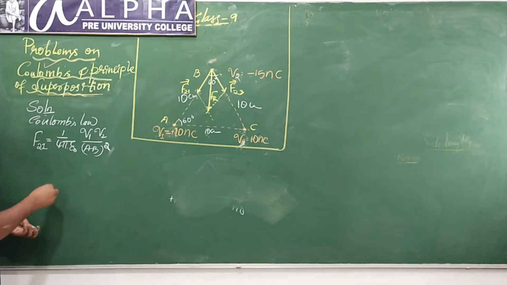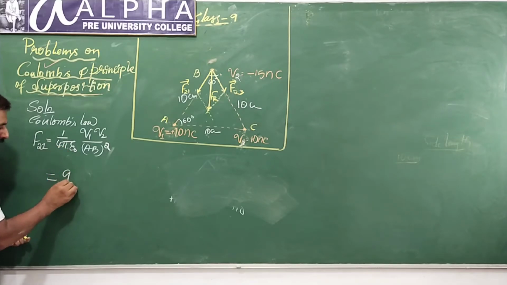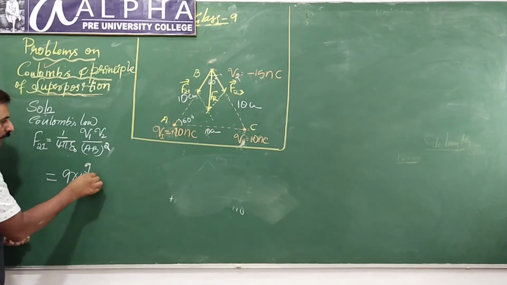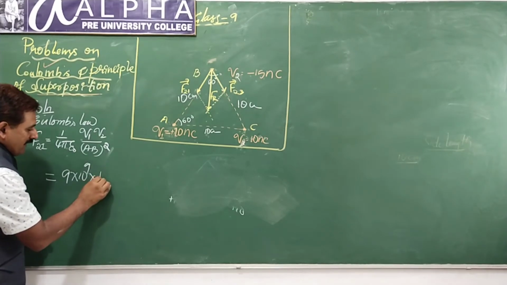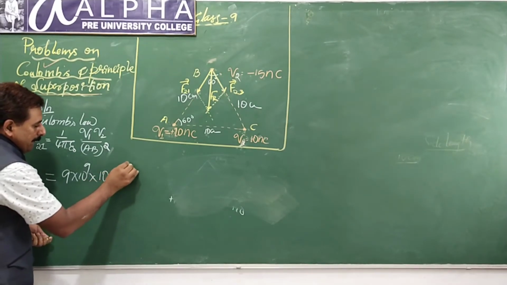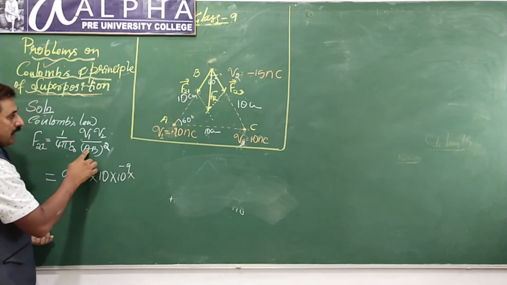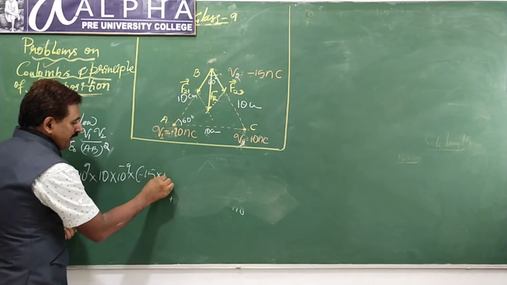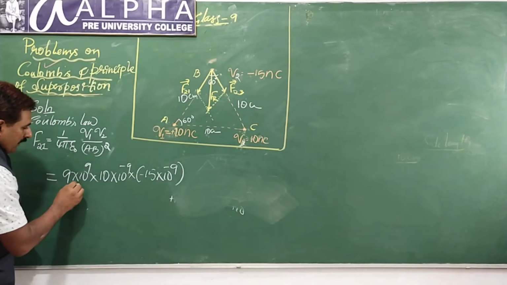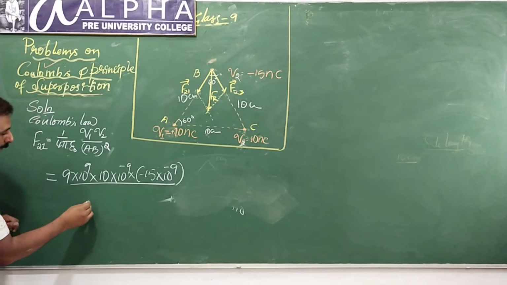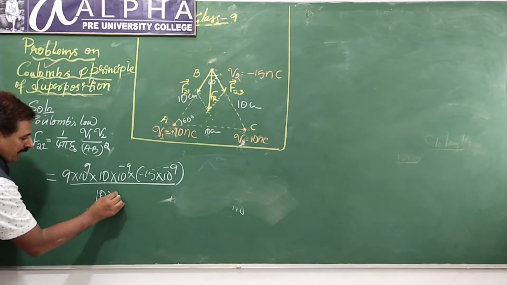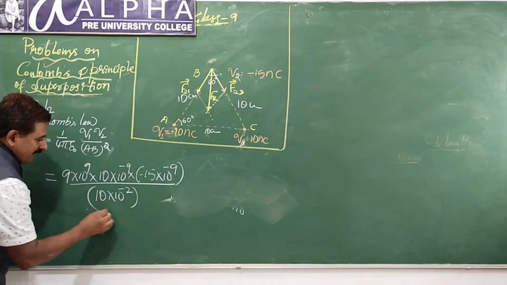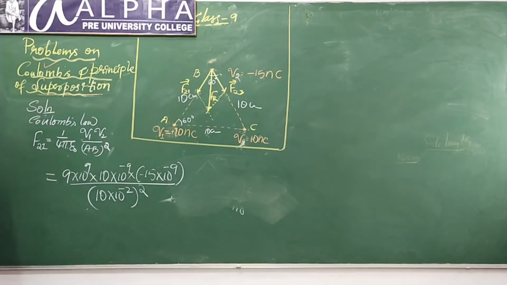Okay, write the values. What is the value of this constant? 1 over 4 pi epsilon 0 is 9 times 10 to the power 9. The value of Q1, what is Q1? Plus 10 nano, 10 to the power minus 9. What is Q2? Q2 is minus 15, very good. Minus 15 times 10 to the power minus 9, divided by what is AB? AB is 10 centimeters, 10 to the power minus 2. As it is in centimeters, you will write in meters. Minus 2, squared. Simplification is very easy.